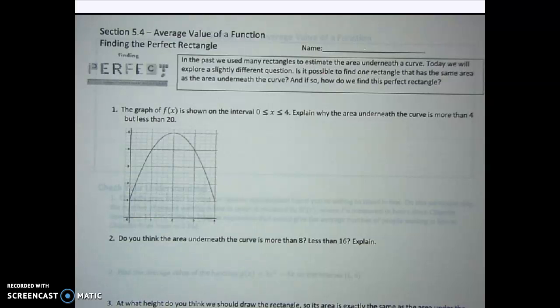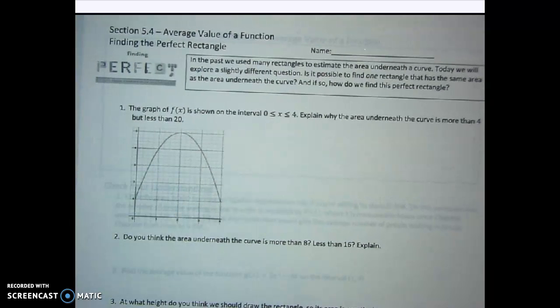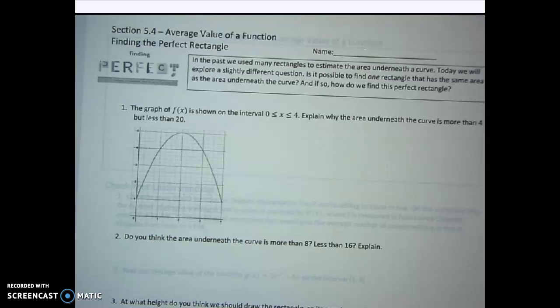So let's think about, can we find one rectangle that has the same area as the area under the curve? Well, sure. In the same way that you could have a square and a circle that have the same area, we can have an area of a curve and an area of a rectangle that has the exact same area. Looking at number 1, the graph of f of x is shown on the interval from 0 to 4.